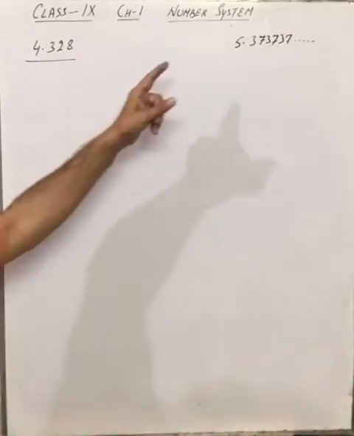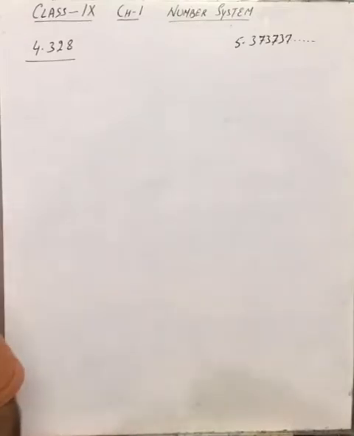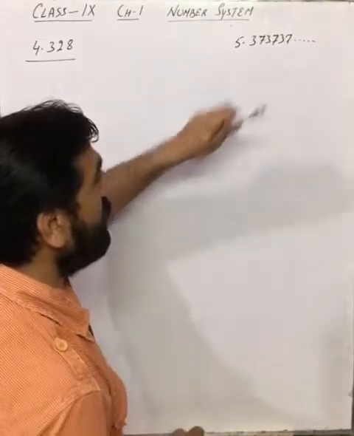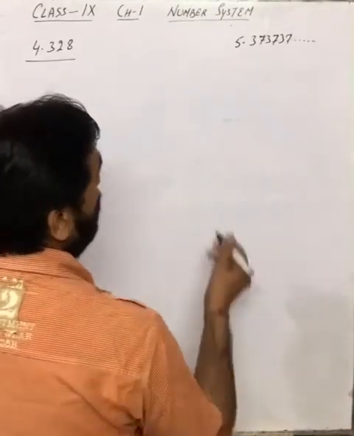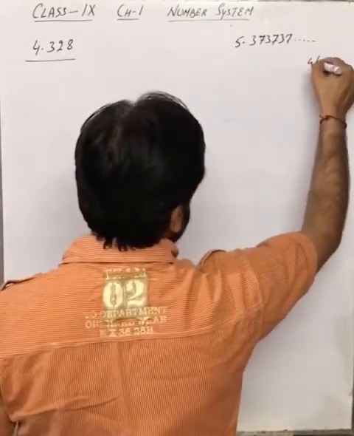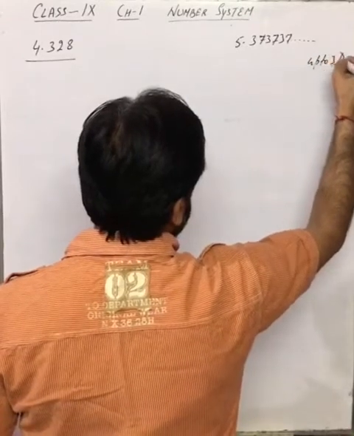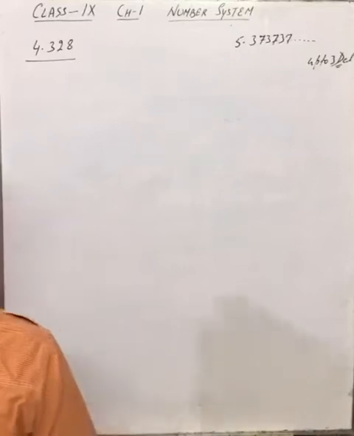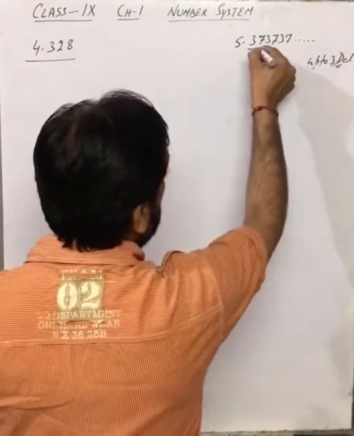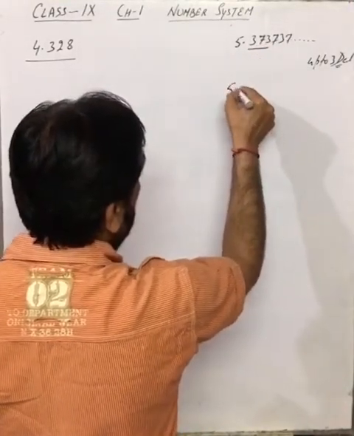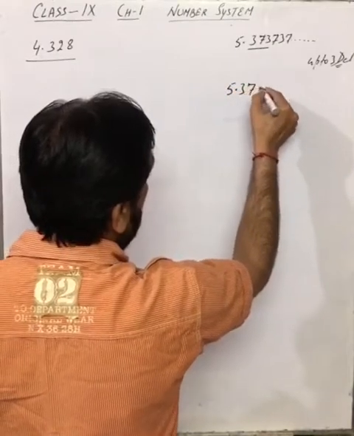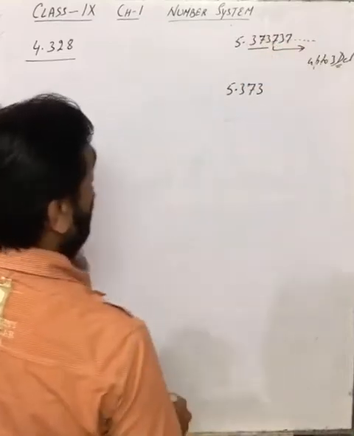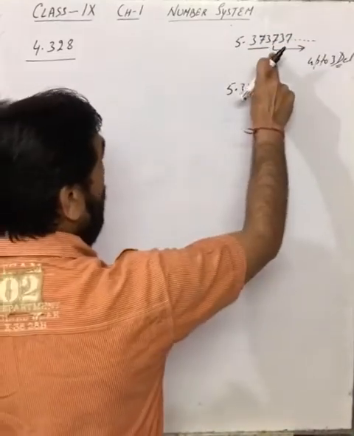Whenever you get a question like this, you'll be informed, asked to represent up to how many decimals you need to represent it. Suppose you need to represent up to 3 decimals, tak aapne isko represent karna hai. That means we need these only, 5.373. We do not need this 7. Now that means we have to leave it, 7.